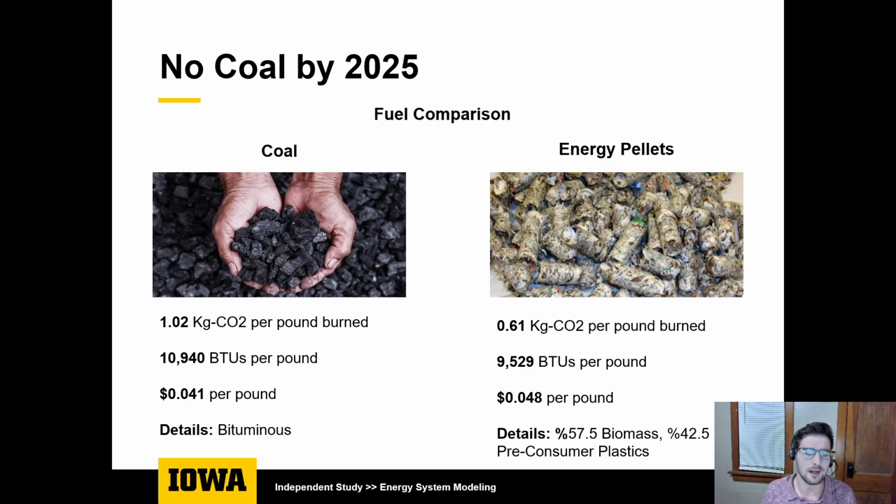On the surface, if we just look at these numerically, coal is 1 kilogram of CO2 per pound burned, and these energy pellets are 0.6 kilograms of CO2 per pound burned. So lower carbon impact per pound, but the BTUs per pound, the amount of energy in a pound of these substances, is lower. That means we're going to need to burn more energy pellets to make up the difference in energy content between these pellets and coal. And these energy pellets are also more expensive than coal. So that is something we should also take into account.